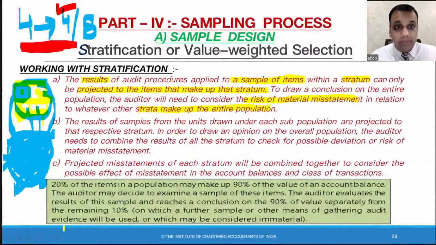Further, the results of samples from the units drawn under each subpopulation are projected to that respective stratum. In order to draw an opinion on the overall population, the auditor needs to combine the results of all the strata to check for possible deviation or risk of material misstatement.